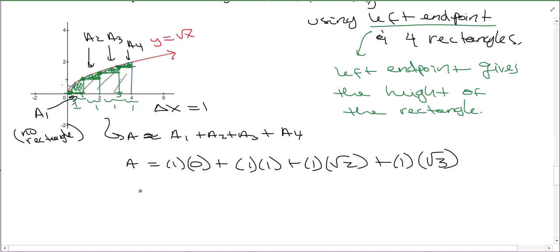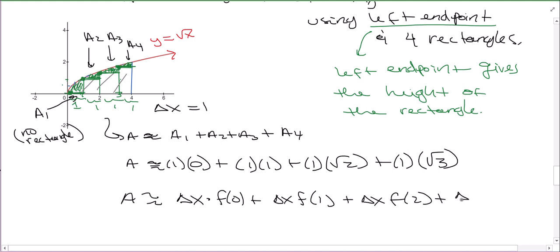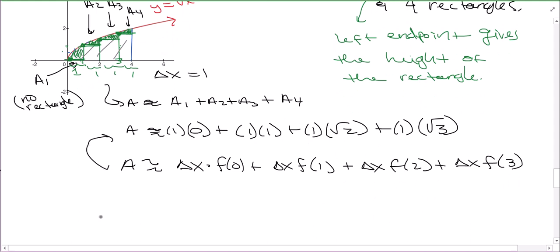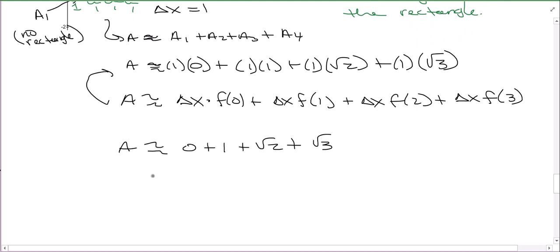And maybe I should have written it the way that I wrote it above with n, so this should be approximately delta x times f of 0 plus delta x times f of 1 plus delta x times f of 2 plus delta x times f of 3, right? Your x1 in this case is 0, your x2 is 1, because we're using the left endpoint. And so then that gives us this guy. So we can say the area then is approximately 0 plus 1 plus root 2 plus root 3. So we just get the area is 1 plus root 2 plus root 3.